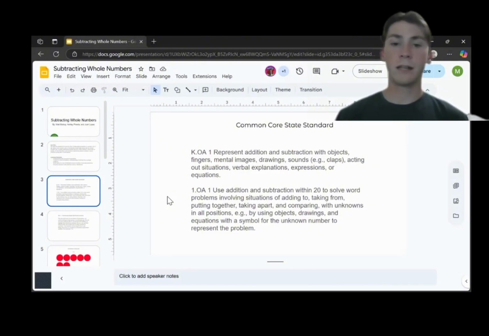Another one that this relates to is a first grade standard, using addition and subtraction within 20 to solve word problems involving situations of adding to, taking from, putting together, taking apart, and comparing with unknowns in all positions. By using objects, drawings, and equations with a symbol for the unknown number to represent the problem is how we will be using this.